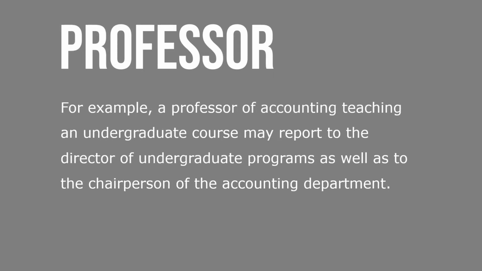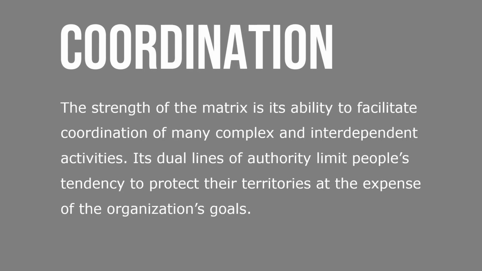For example, a professor of accounting teaching an undergraduate course may report to the director of undergraduate programs as well as to the chairperson of the accounting department. The strength of the matrix is the ability to facilitate coordination of many complex and interdependent activities. Its dual lines of authority limit people's tendency to protect their territories at the expense of the organization's goals.